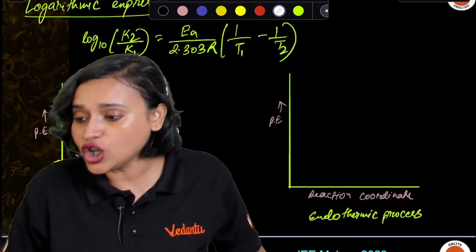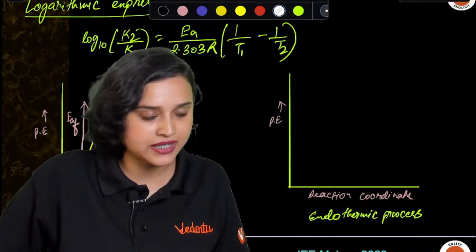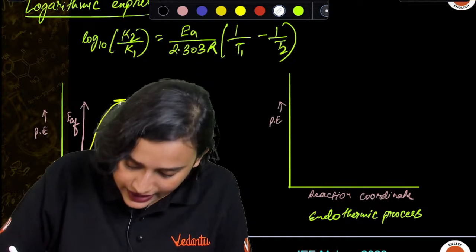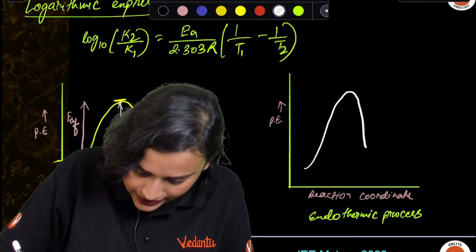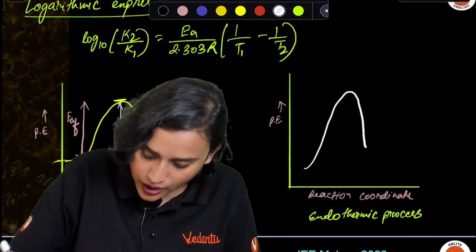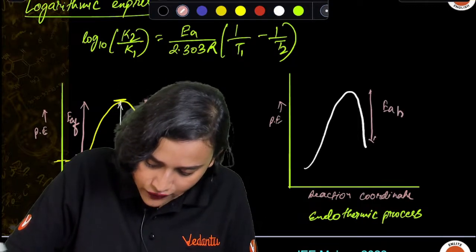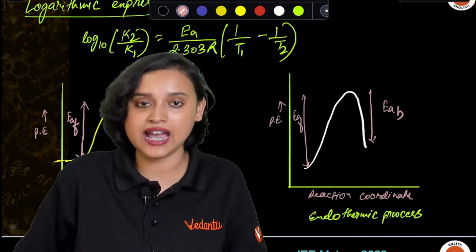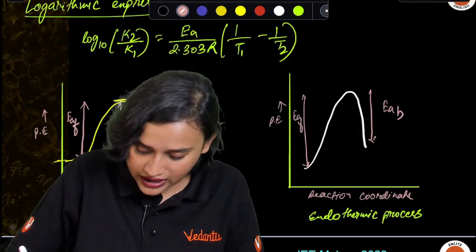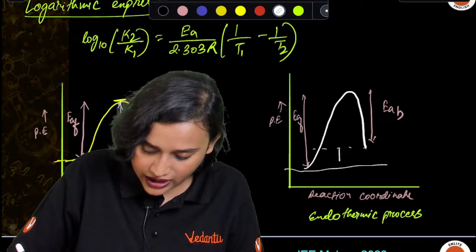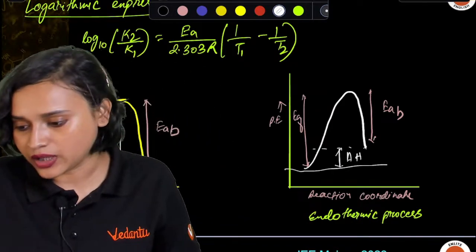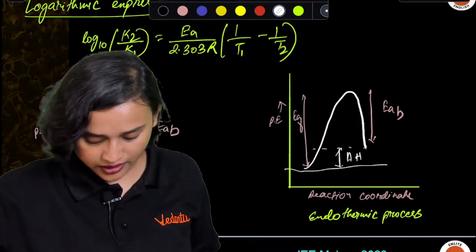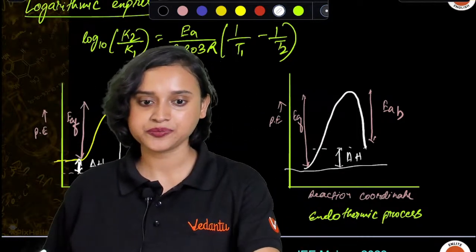Now for the endothermic process, what will happen, guys? For the endothermic process, the reactants are here, and from here you go like this, and here is the product. This particular part is your activation energy for the backward reaction. This is your Ea for the forward reaction. And this difference that you see right here is your delta H, and that, my dear students, is for your endothermic process. Are we clear with it?